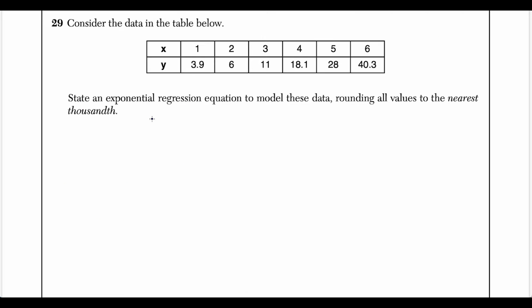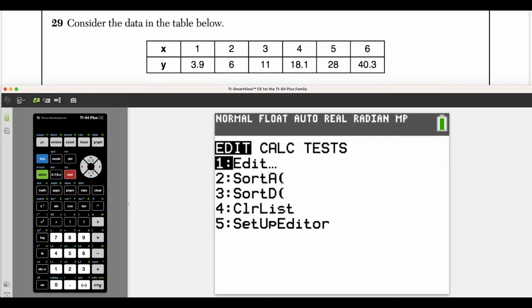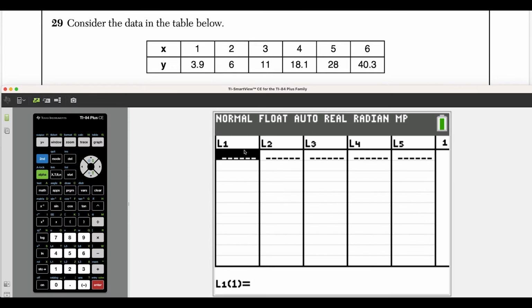So question 29, we have data in this table, and we need to state an exponential regression equation to model these data, and we're rounding everything to the nearest thousandth. So we're just going to press stat, we're going to press enter for edit, and then we're going to enter the X in the L1 column, and we'll enter the Y values in the L2.